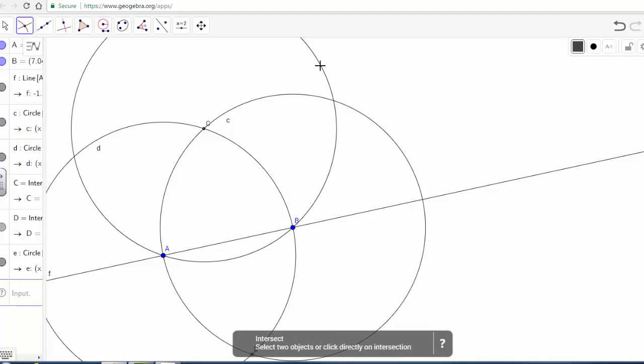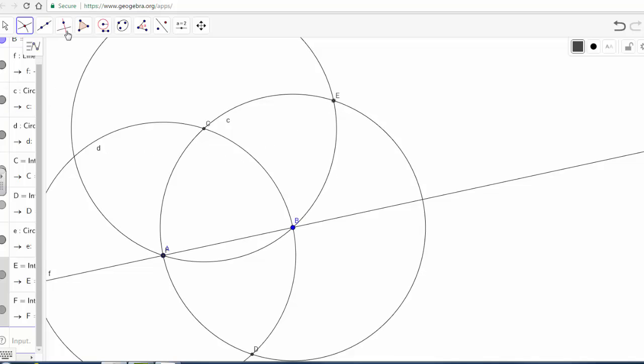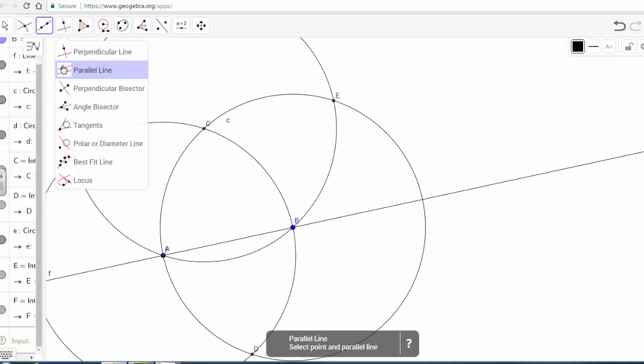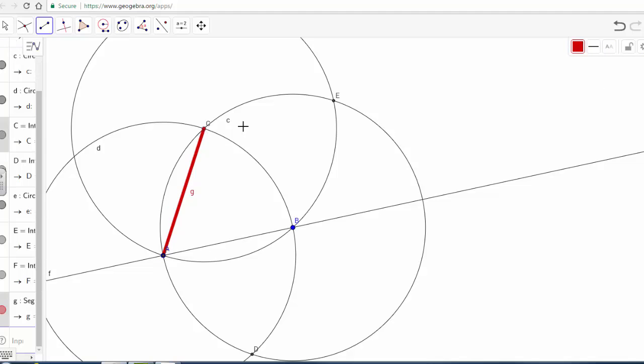So I'm going to choose my intersect point, and I'm going to mark that point, point E, and all I have to do now is connect A to C to E to B back to A, and I'm going to have a rhombus. So I'm going to choose my segment tool, choose a different color, and I'm going to thicken that line so you can see what we're doing. But A to C, C to E, E to B, and B back to A. So there's a rhombus using the congruent sides technique.